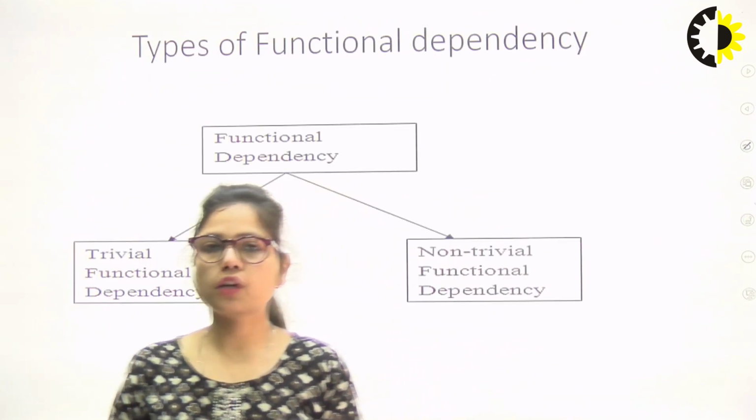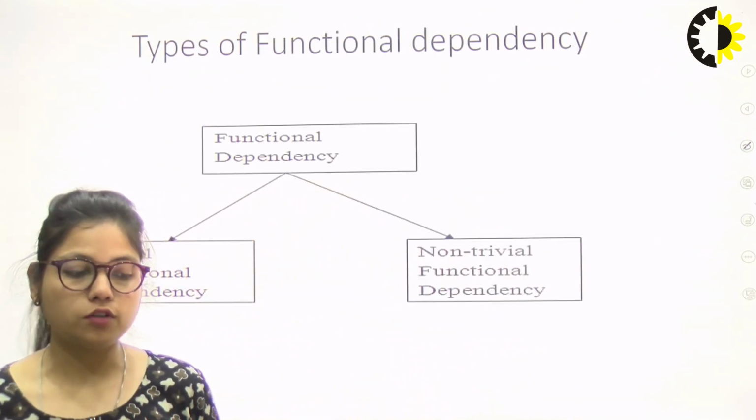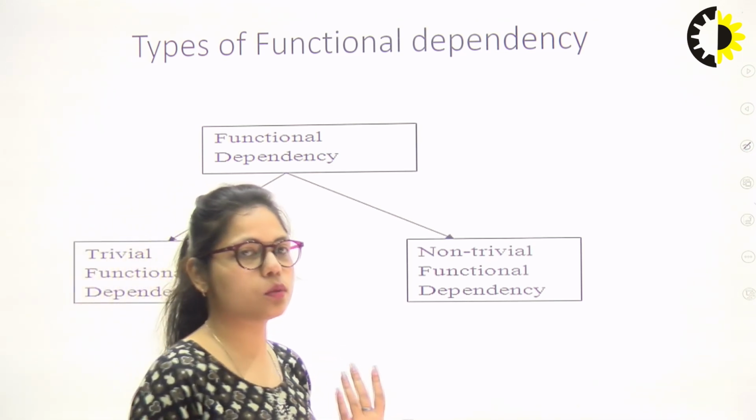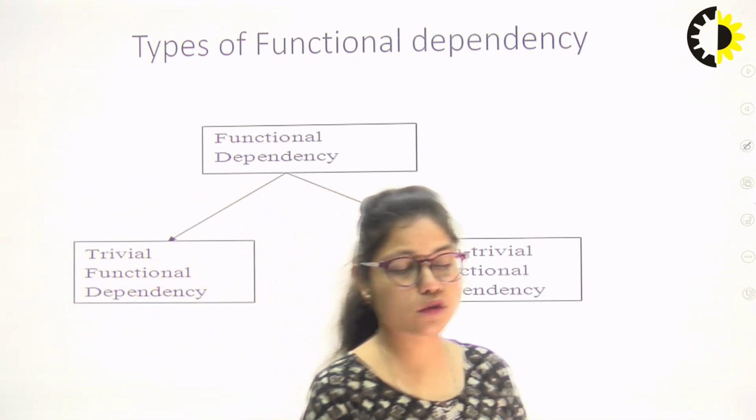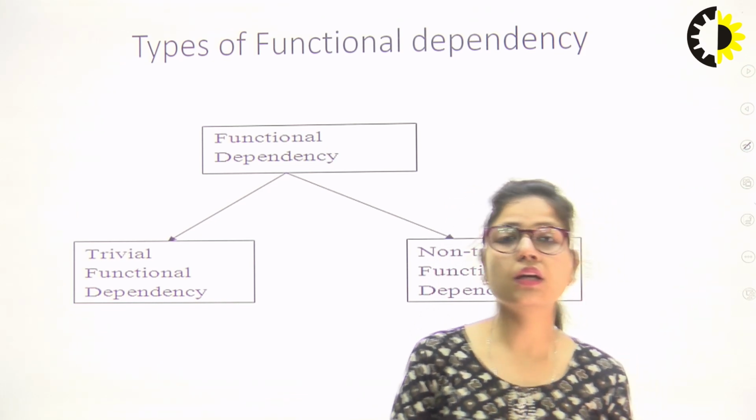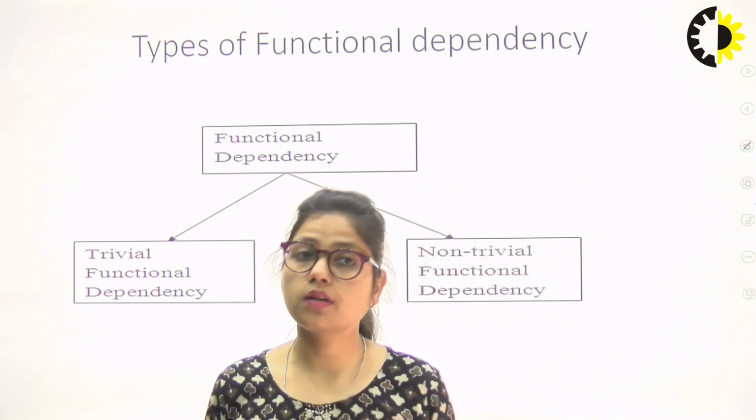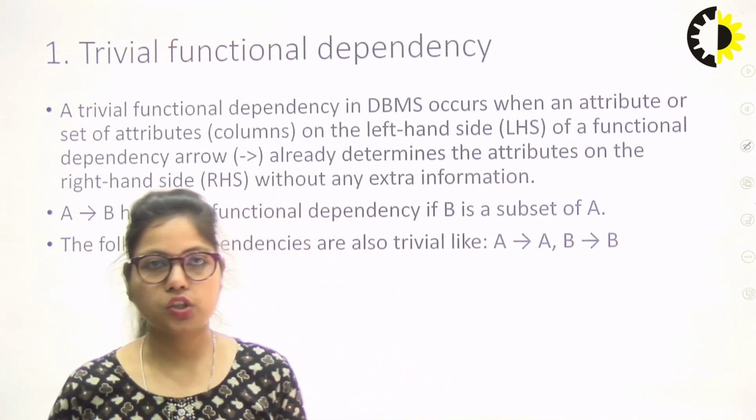Now, two types of functional dependencies are present. In this subject, we need to study two types of functional dependencies. First is trivial functional dependency. Second is non-trivial functional dependency. Now, what is trivial functional dependency?